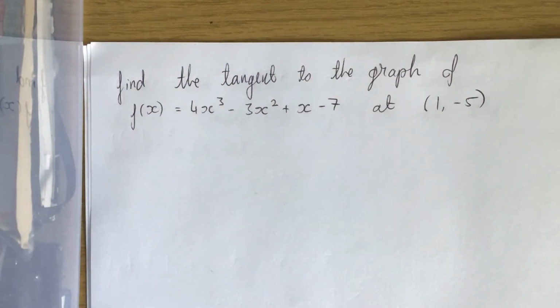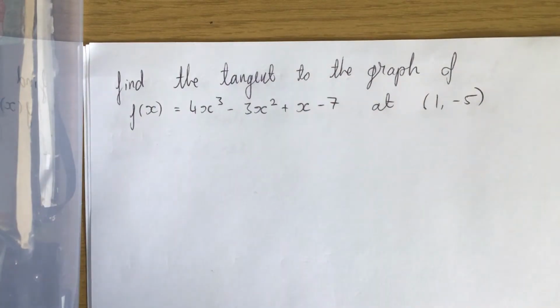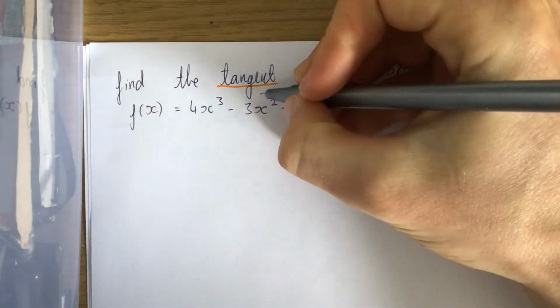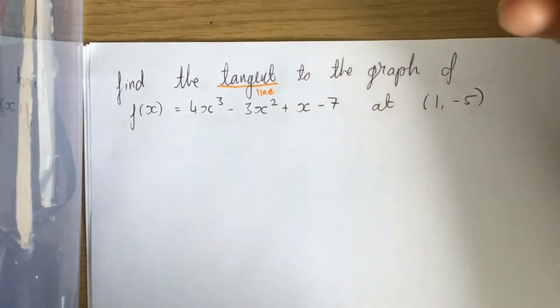So the next question we're going to look at says to find the tangent of the graph f of x equals 4x cubed minus 3x squared plus x minus 7 at the point 1 comma minus 5. Now this is very much a 2 or 3 step process. The first thing we need to realize is that whenever they say find a tangent, a tangent is a fancy word for a line. It's a type of line.